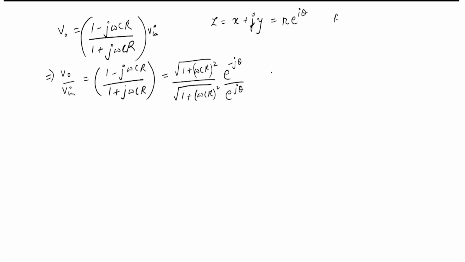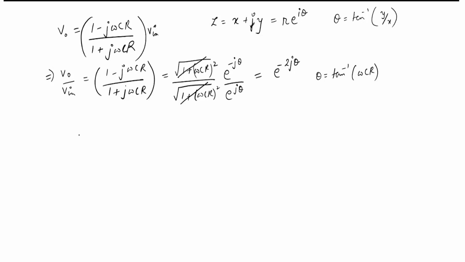You know how to write in polar form, right? So that is what I have done. So these two will cancel out. Then you'll get e to the power minus 2j theta. Now, here theta is equal to tan inverse omega CR. Here we use theta is equal to tan inverse y by x. The same thing I have used here.